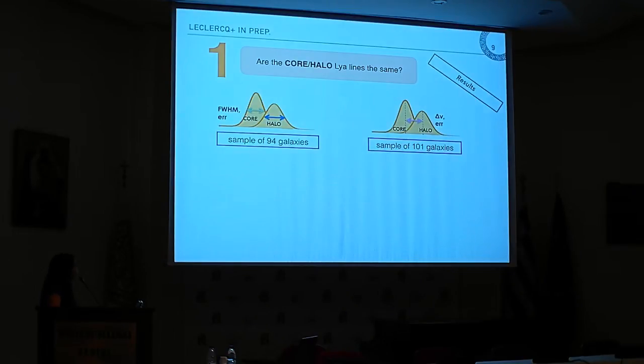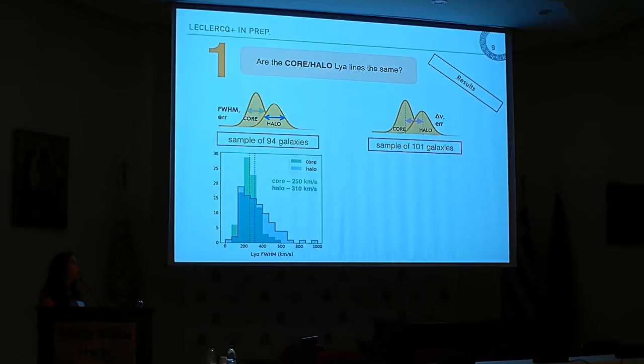So this is the distribution of the width of the line in the core in green and in the halo in blue. I put the median as dashed lines, and you can see that in the median, the core lines seem narrower than the line in the halo. So the line in the halo seems wider, basically. But you can also see that the distribution of the full width at maximum in the halo is wider than the peak. Also, okay.